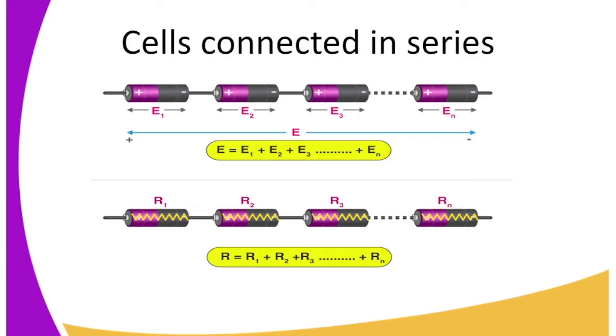It is the EMF of cell 1 from the diagram, as you can see, plus the EMF of cell 2 plus the EMF of cell 3, and the pattern continues. The resistance is the same. When cells are connected in series, we assume it is as though resistors are connected in series. And how do we calculate the resistance of resistors connected in series? It is just the same. The resistance of the first resistor, R1, plus the resistance of the second resistor, R2, plus the resistance of the third resistor, R3, and the pattern continues.